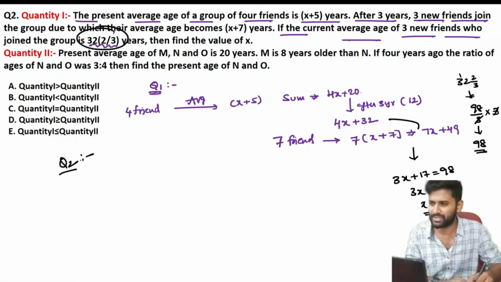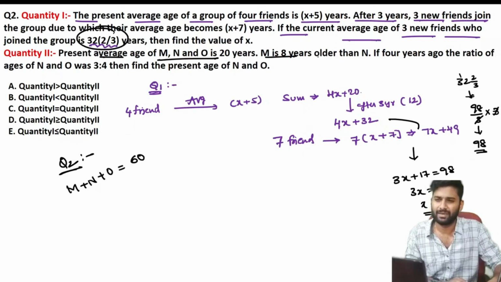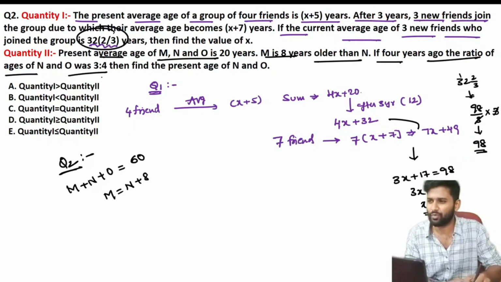Check the quantity two data. The present average of M, N and O is 20, so the sum is 60. M is 8 years older than N. So M's value is 8 years more than N. If 4 years ago the ratio of N and O was 3 is to 4, see, 4 years ago, the ratio of N and O.